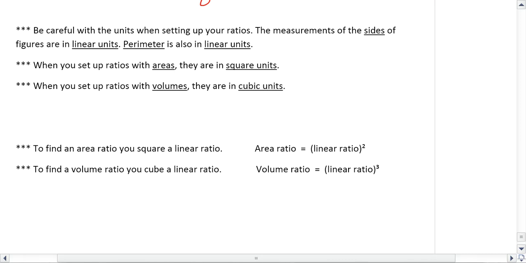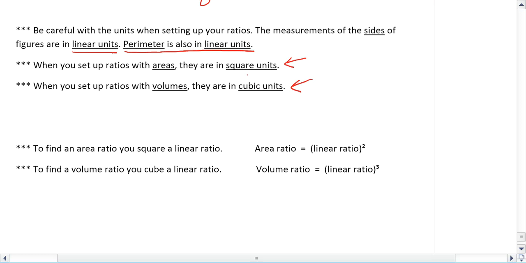Now we need to discuss some different types of ratios, and we have to watch the units. The example we just did was working with the sides of the triangles, and sides are measured in linear units. Perimeter, if we were talking about the perimeter of any shape, is also in linear units. But now we're going to work with area ratios and volume ratios.